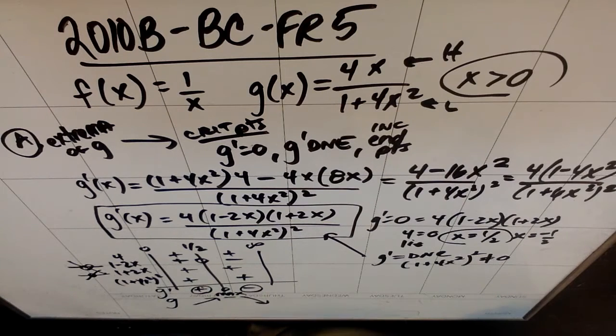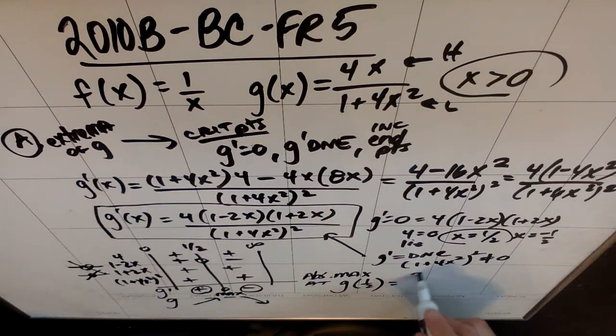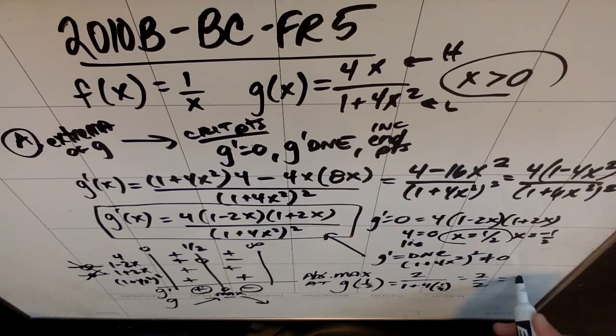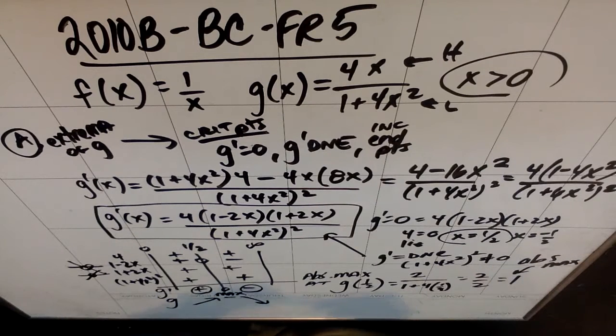They specifically asked me to find the actual value at that time, so we'll go ahead and do that. So there is an absolute max at g of 1/2, right? That's the absolute max. So if I plug a half into the original g, that's going to be 4 times a half, which is a 2, over a 1 plus 4 times a half squared, which is a 4th. So I get 2 over 2, which means that the absolute max is 1. So the absolute max is g of 1/2, which is 1.